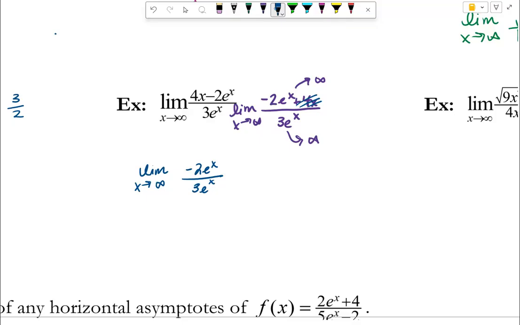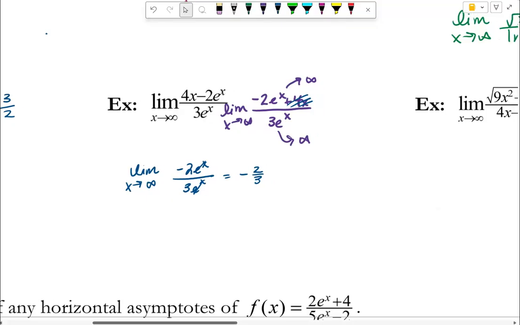And now we can also just divide by the e to the x pieces. So we're going to get that our limit is -2/3. And again, that is an indication that we have a horizontal asymptote. So notice that this was another example where the growth rate on the top and the bottom is the same. It's exponential on top, exponential on bottom.